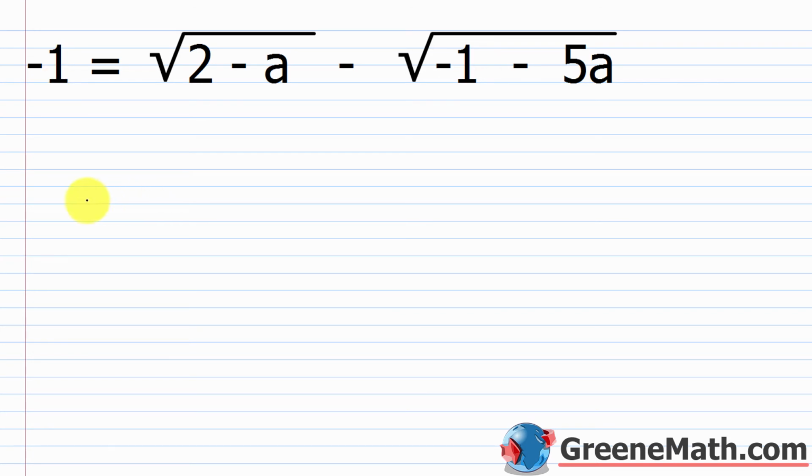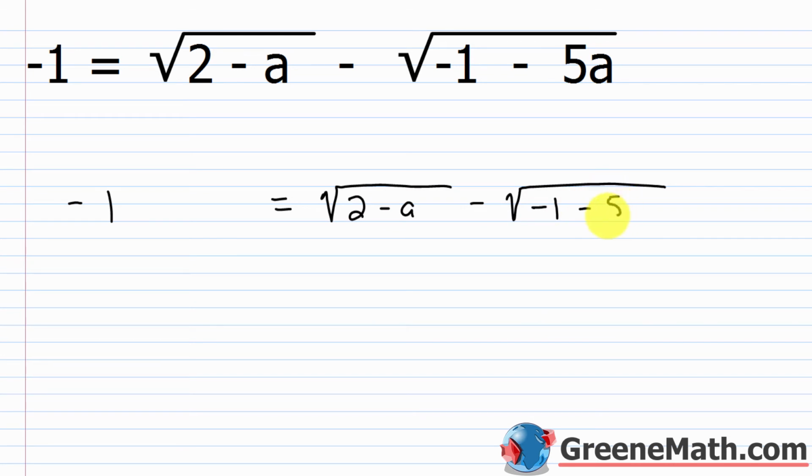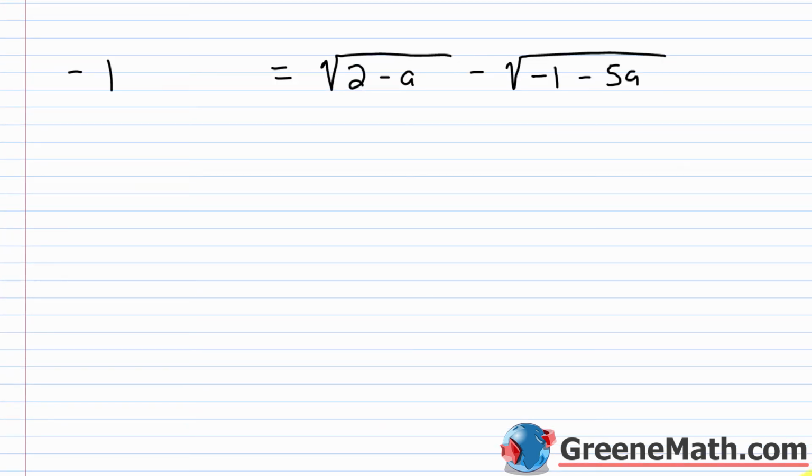So let's just copy the problem. So -1 is equal to the square root of 2 minus a minus the square root of -1 minus 5a. Now I want to isolate one of these guys. Doesn't matter which one I choose. I end up with the same answer in the end. I think it would be easier for me to isolate this guy right here.